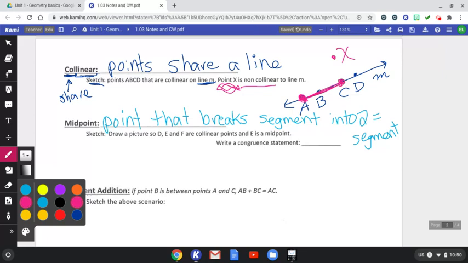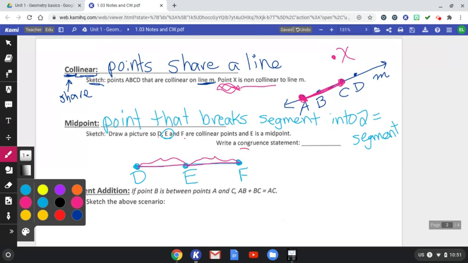So here they're asking us to draw a picture. So points D, E, and F, and again, those are capital letters on purpose. Points D, E, and F are collinear points, and E is a midpoint. So we're going to draw a segment starting from D to F so that E is in the middle. I'm going to kind of approximate it right here. What we know is that this part from D to E, if I were to measure it with a ruler, and this part, E to F, should be equal to each other.